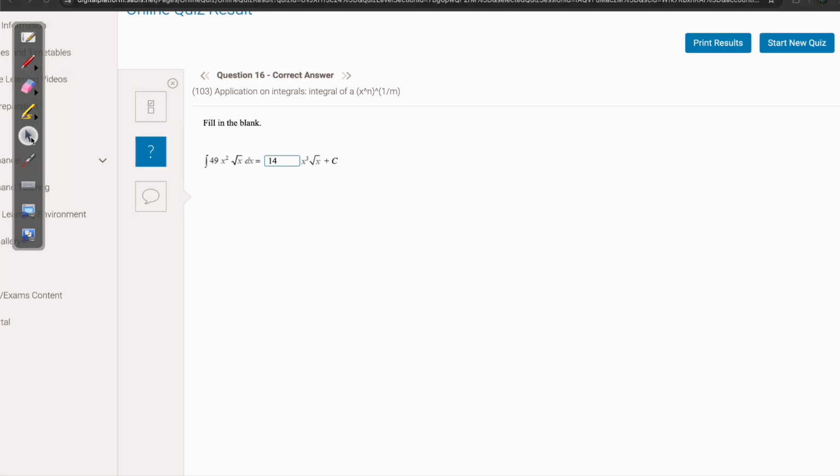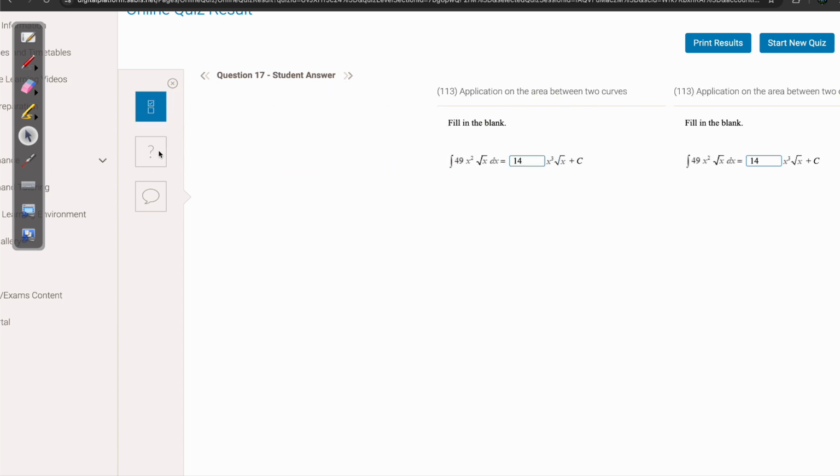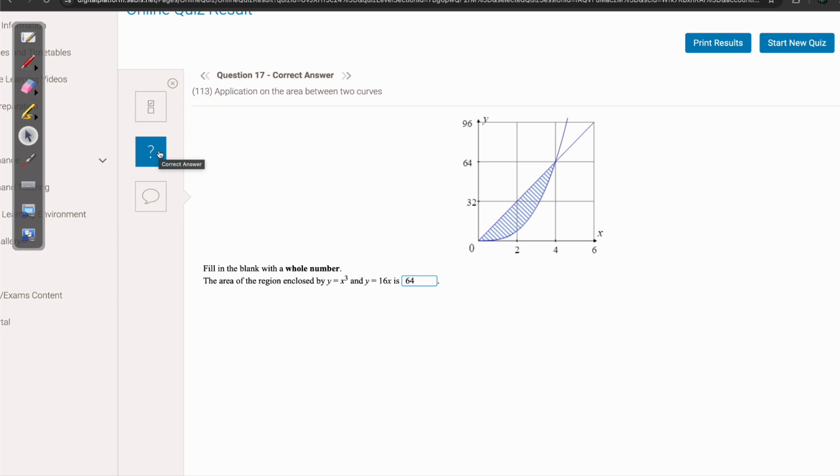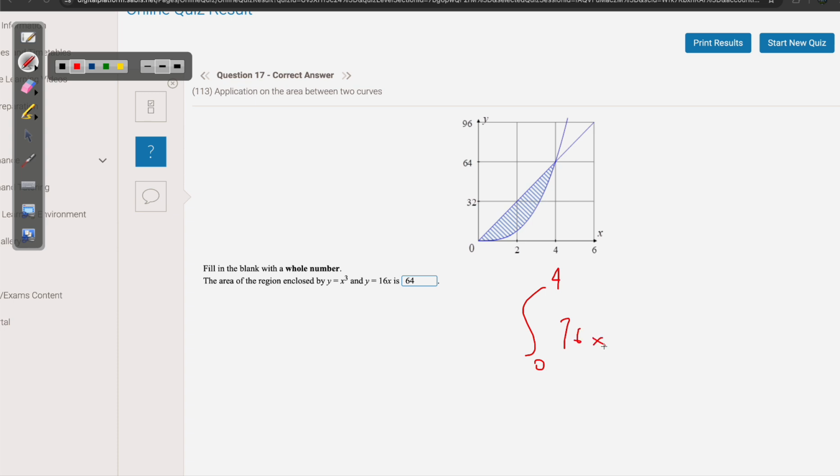Now let's move to question 17. The area of the region enclosed by y is equal to x cubed and y is equal to 16x is, so look, as we can see, we clearly have the higher line, which is 16x. So all we need to do is integrate from 0 to 4, 16x, which is the bigger, and which is what I meant in the previous question. Bigger means higher. So 16x minus x cubed, integrated from 0 to 4, which will give us 64.